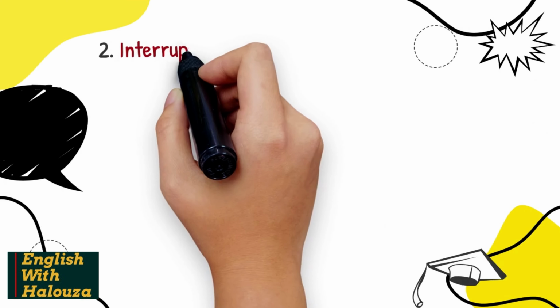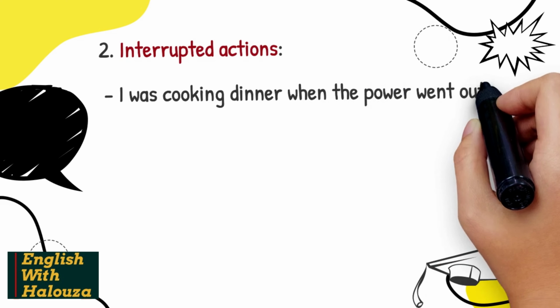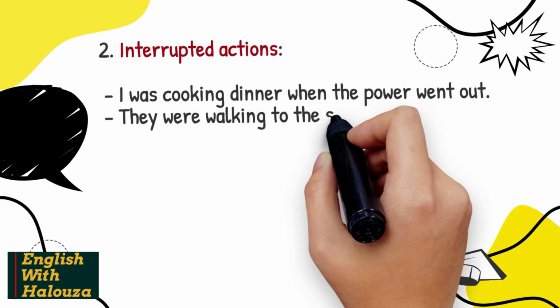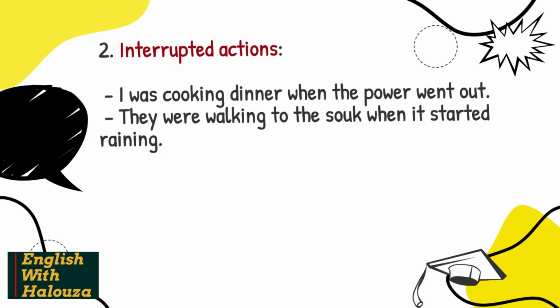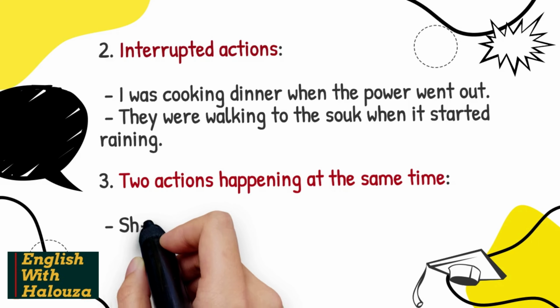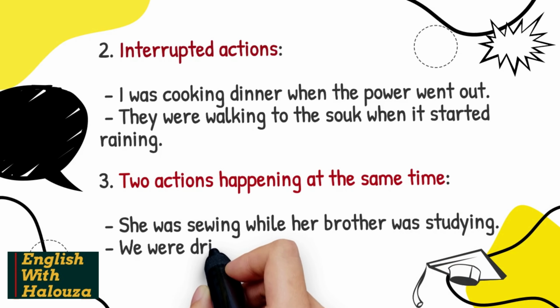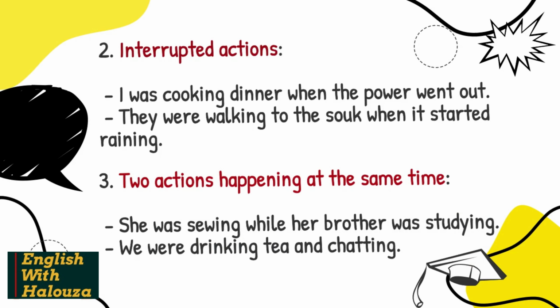2. Interrupted actions. For example, I was cooking dinner when the power went out. They were walking to the souk when it started raining. 3. Two actions happening at the same time. For example, she was sewing while her brother was studying. We were drinking tea and chatting.